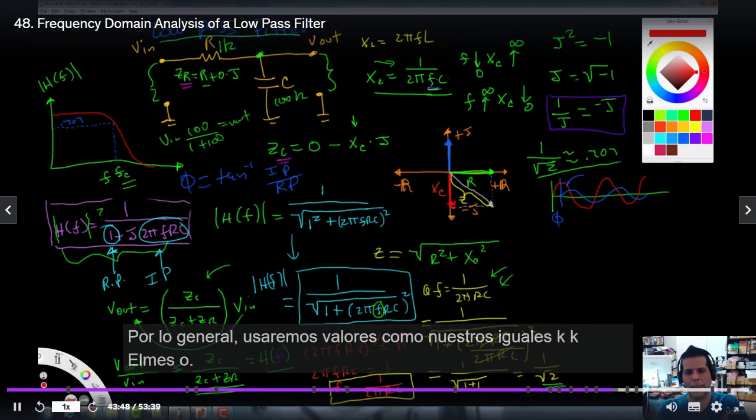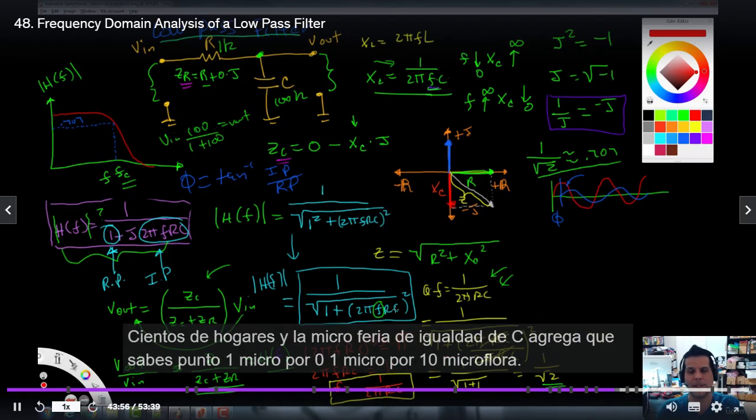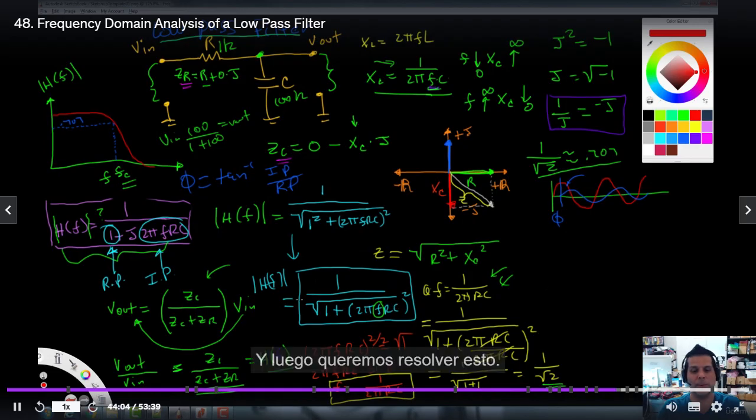So typically, we're going to use values of like R equals kilohms or hundreds of ohms, and C is going to equal microfarads. 0.1 microfarad, 0.01 microfarad, 10 microfarad, that kind of thing. And then we want to solve for this. Okay, so then the question becomes, all right, great, this is really cool.